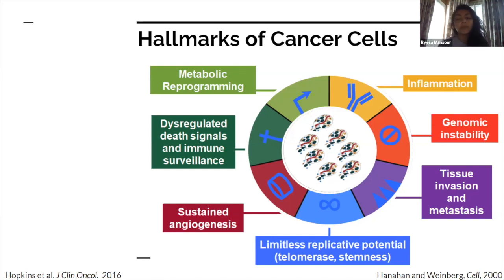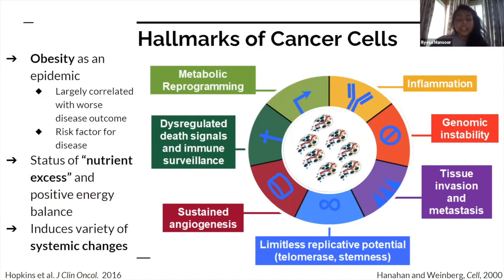So of course, there's inflammation in the body. There's also telomerase involvement leading to limitless replication in cancer cells, metastasis, angiogenesis, etc. So understanding those hallmarks of cancer, I then want to move on to introduce obesity.